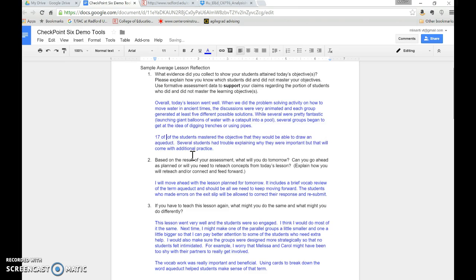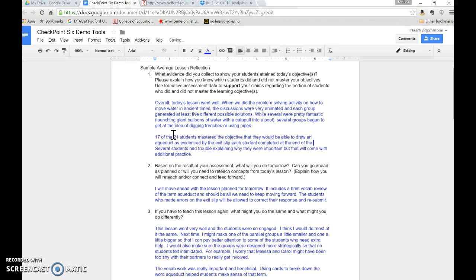Okay, so we would say 17 of the 21 students mastered the objective, that they would be able to draw an aqueduct. Should I tell you how I know that? Yes, please. Okay, so I might say, as evidenced by the exit slip each student completed at the end of the lesson. Is that more specific? Exactly. So I'm guessing several needs to be more specific as well.